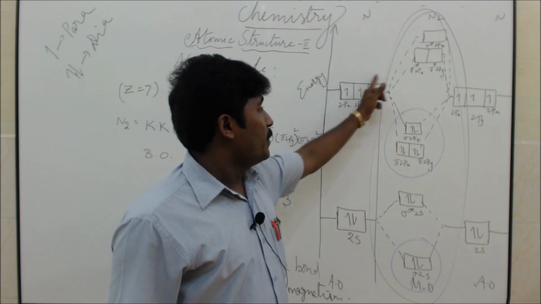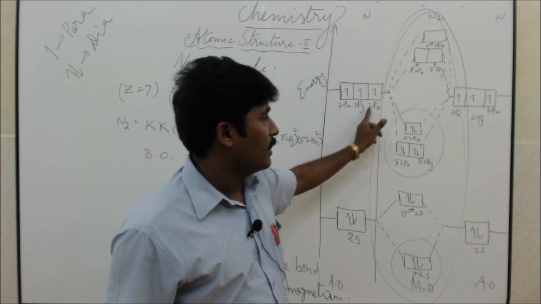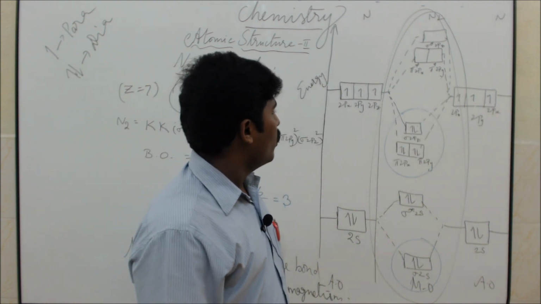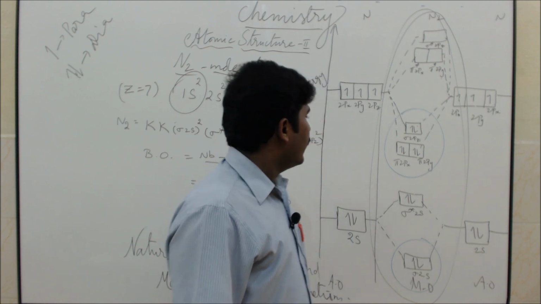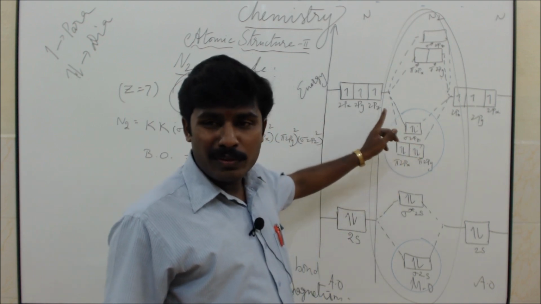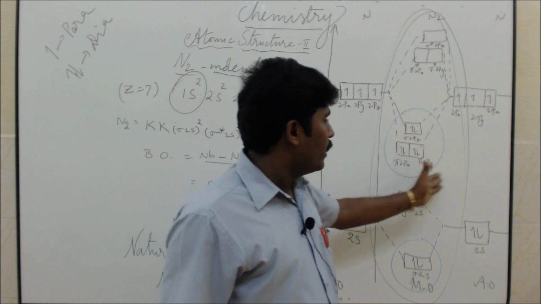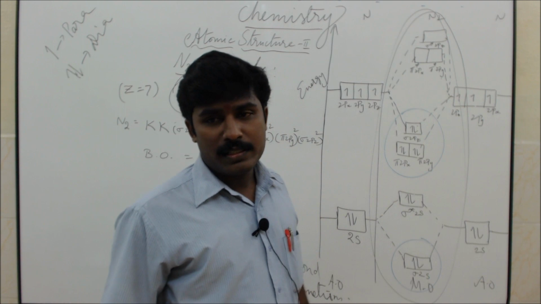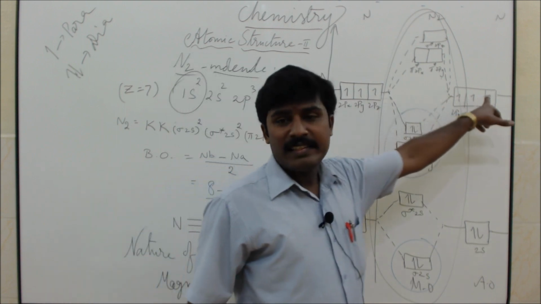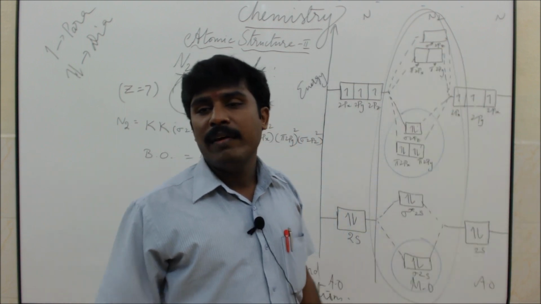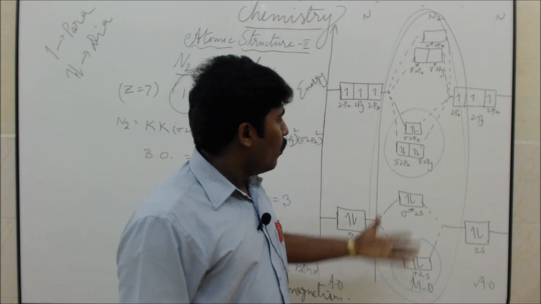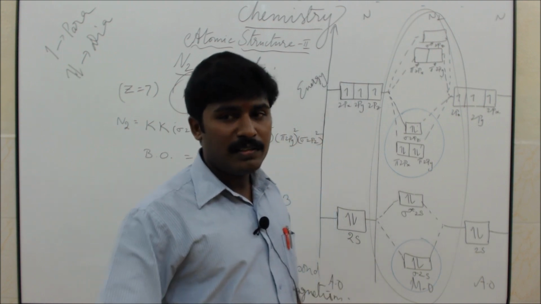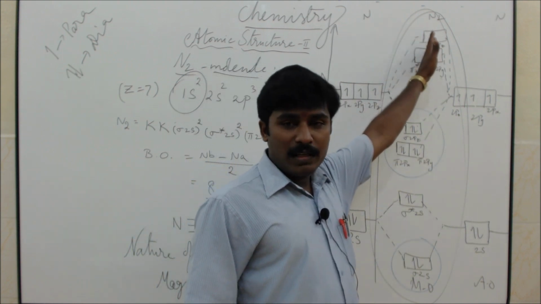Then 2p. 2p is split into three types: 2px, 2py, 2pz. Likewise for the other atom. Now these atomic orbitals combine to form molecular orbitals. The z axis means head-on overlap, so that is sigma; x and y are pi. This gives pi 2px, pi 2py, sigma 2pz. Totally you have 3 plus 3, 6 electrons. First you fill the bonding level, then the anti-bonding level. With only 6 electrons, all are filled in the bonding state itself, so no need to indicate the anti-bonding level.